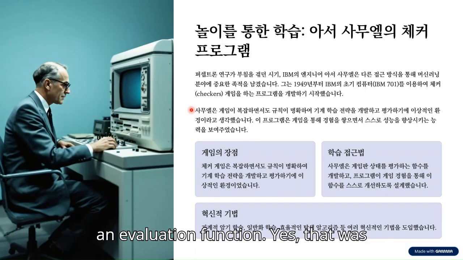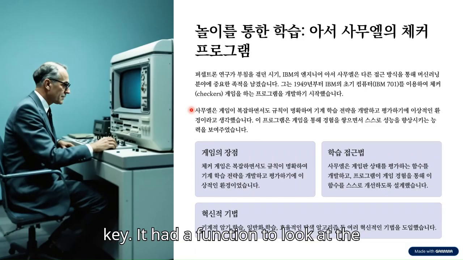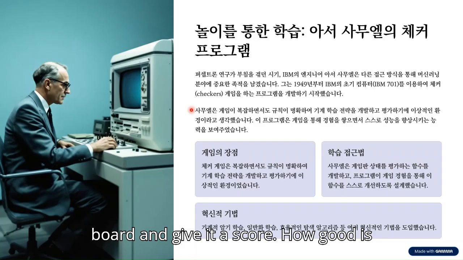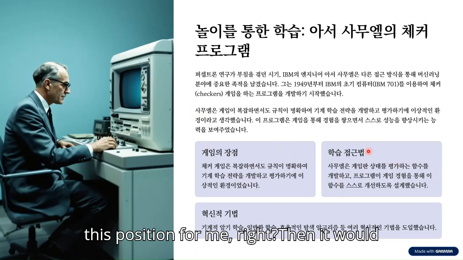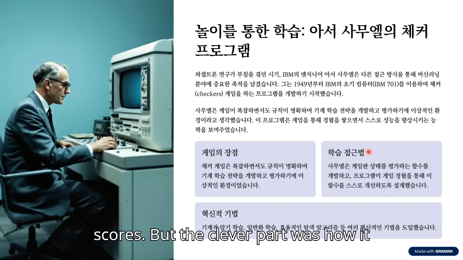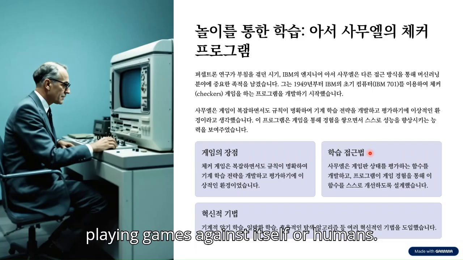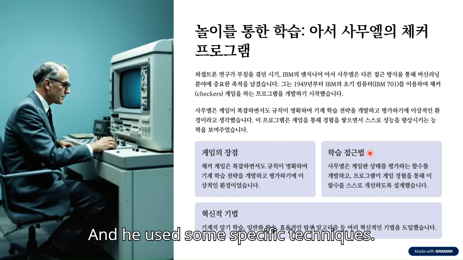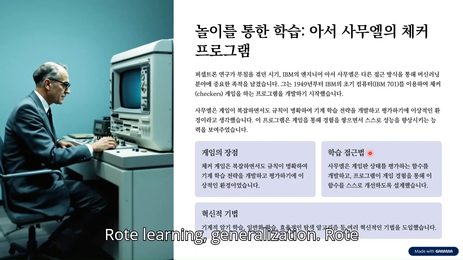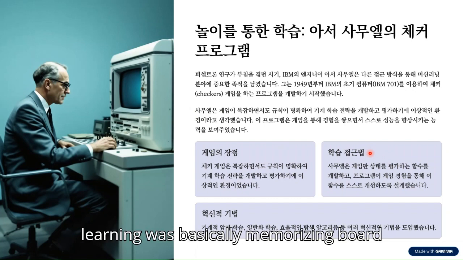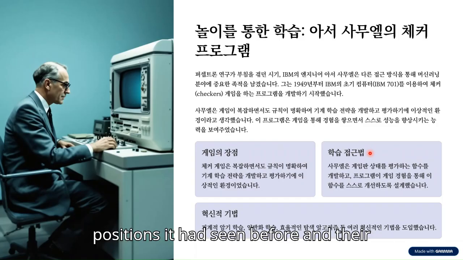How? You mentioned an evaluation function. Yes, that was key. It had a function to look at the board and give it a score. How good is this position for me? Right. Then it would try to make moves leading to higher scores. But the clever part was how it improved that function over time by playing games against itself, or humans. And it used some specific techniques. Rote learning, generalization. Rote learning was basically memorizing board positions it had seen before and their scores.